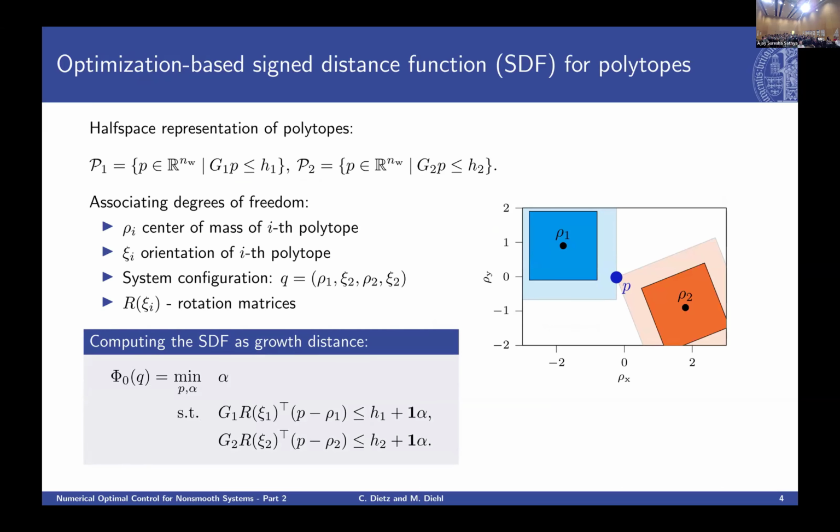And the signed distance is then a parametric linear program with parameters Q that solves for the smallest scaling factor by which the two polytopes have to be enlarged such that they touch in a common point P. And this formulation is very nice because it approximates the Euclidean distance closely, but it's only a linear program. So it's a simpler formulation than one would obtain if one tries to determine the exact Euclidean distance.